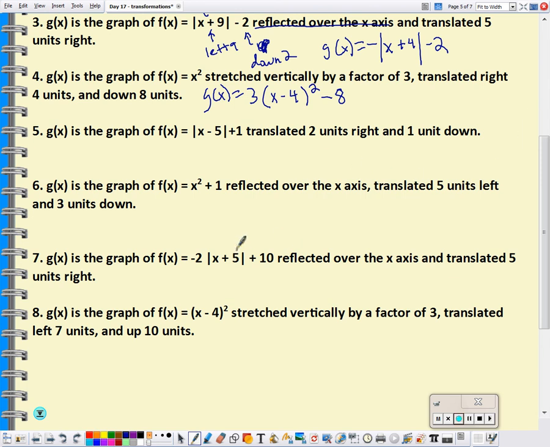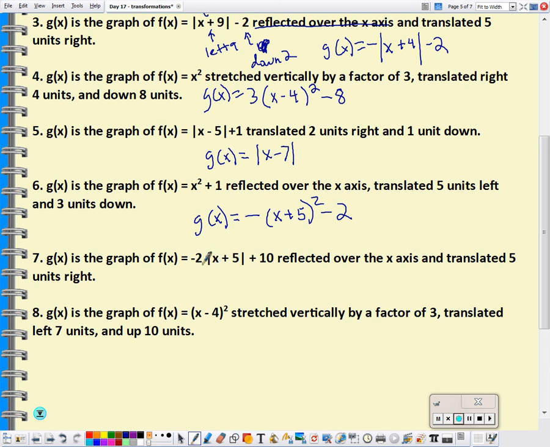Okay, the answer to number 5 should be g of x equals the absolute value of x minus 7, and then there's nothing else because it was up 1 and then you took it down 1, so they kind of canceled each other out. Number 6 is g of x equals negative because of the reflection over the x-axis. 5 units to the left, well, now we need a parentheses, x plus 5 squared, and it was up 1, and we're going to take it down 3. So 1 minus 3 is now it's down 2.